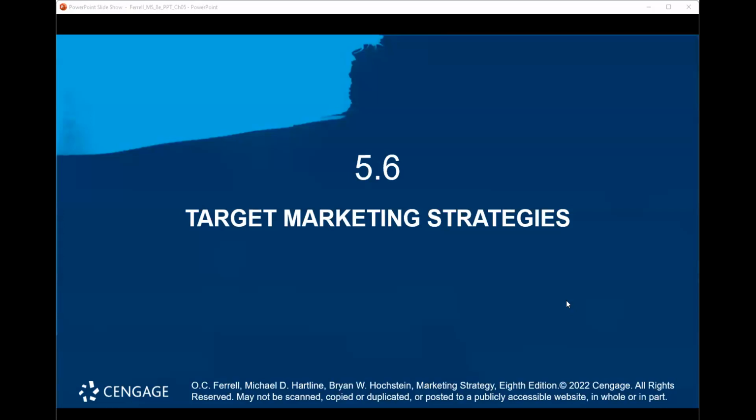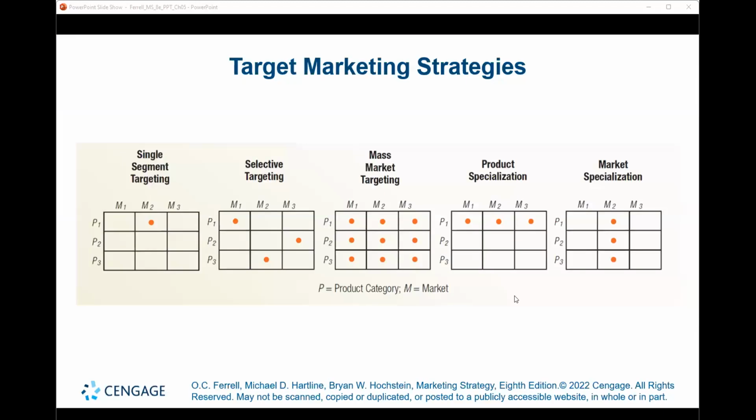Okay. So, what are the target marketing strategies? This is target marketing that we can use. There's really two variables. It's markets and products when it comes down to strategies. And depending on the capabilities of your particular company, these are the ways that you target market.